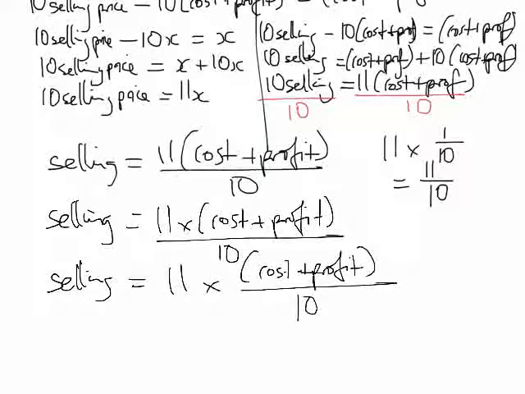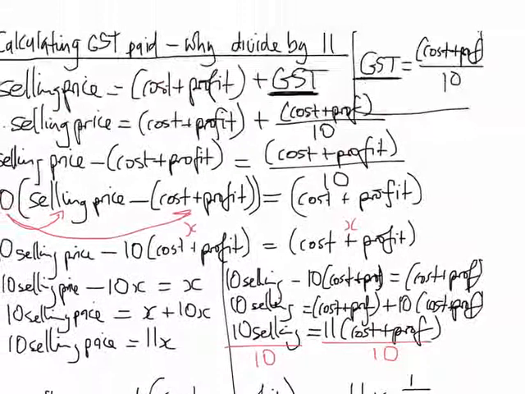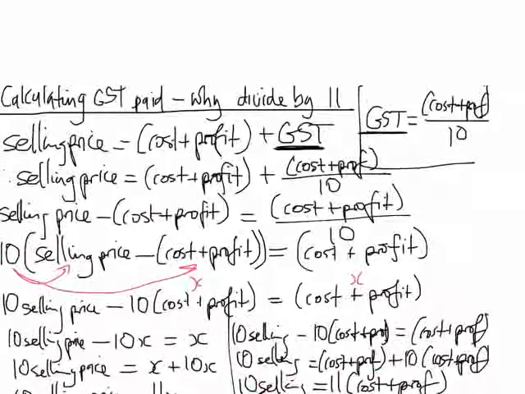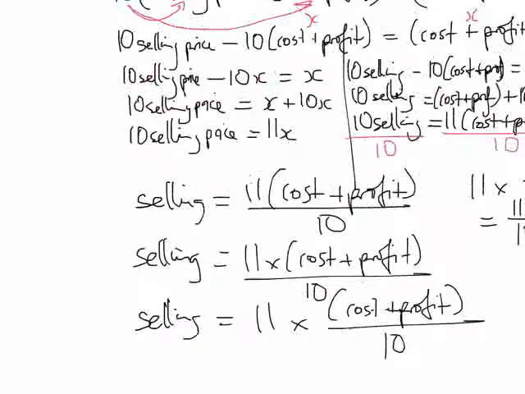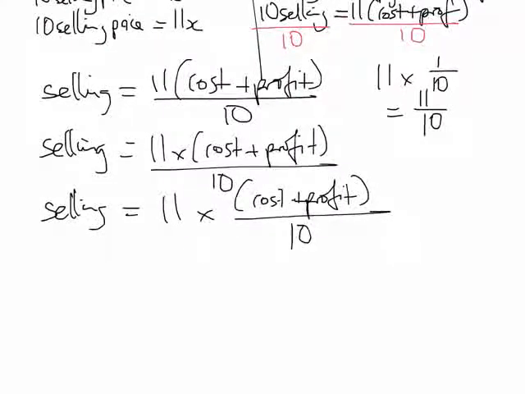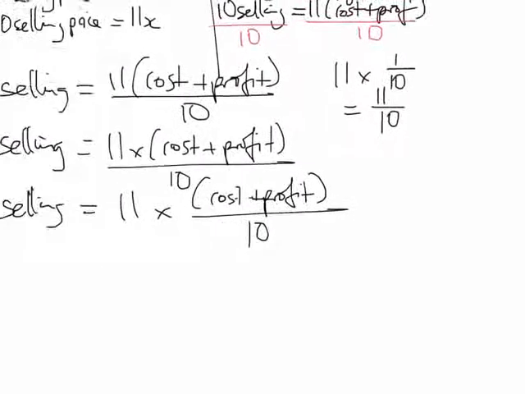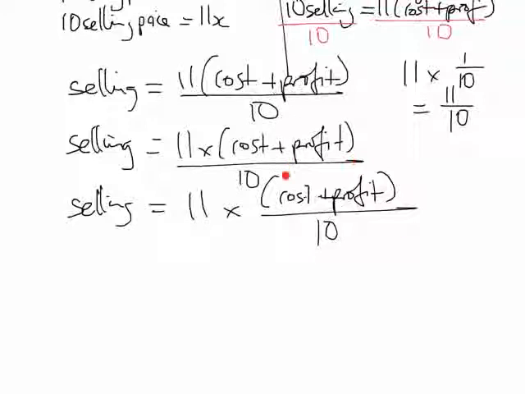And this is the last step. What did we say cost plus profit over 10 was? We earlier said it was the GST. Cost plus profit over 10 is the GST. Cost plus profit over 10 is again the GST. So it can be substituted.